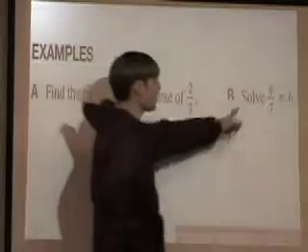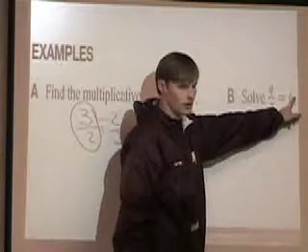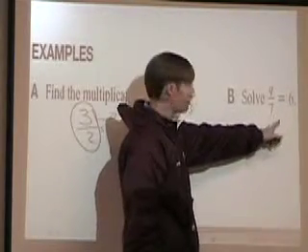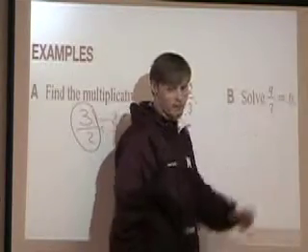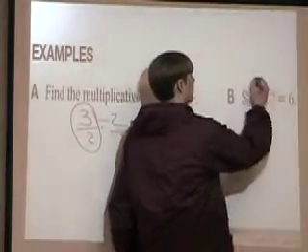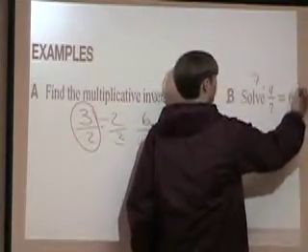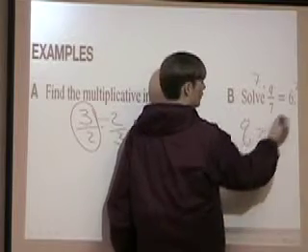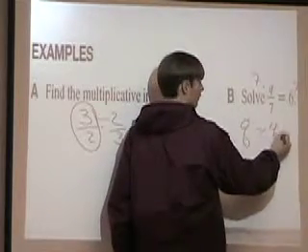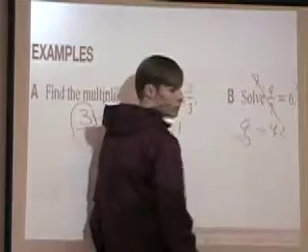Now here it says solve this. Q over 7 equals 6. You remember how to do that? We're dividing by 7, so what do we do? The opposite. Multiply by 7 on both sides. So Q is going to equal 6 times 7, which is 42. Now this 7 over 7 is just 1, so it goes away.